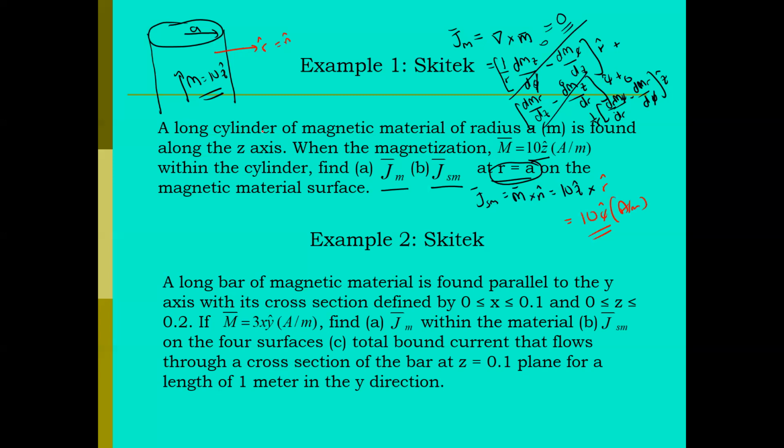Okay, so that's how we calculate both the Jm and JSM related to the given magnetization vector M for this particular problem of a cylindrical structure. Okay, let's have a look at example number 2 then.